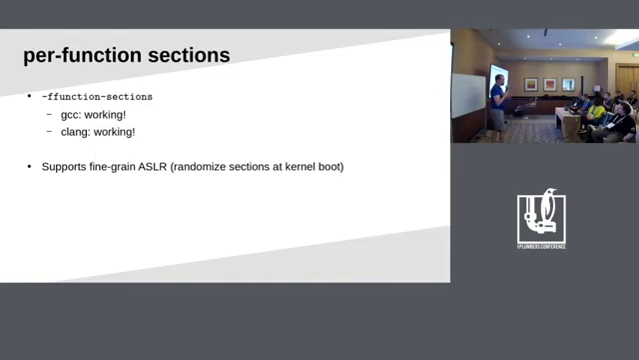So I'm going to start with the easy stuff, which was per function sections. This works. It's good. I just wanted to call it out as this is an easy one. It's done. But this is mainly for the reason I've been interested in it is that it supports fine-grained ASLR. So if you have a separate section for every function, at kernel boot time, you can actually randomize all of the functions. So suddenly you get extremely fine-grained ASLR of the entire kernel because you can just randomize the section locations, which is bizarre and wonderful.